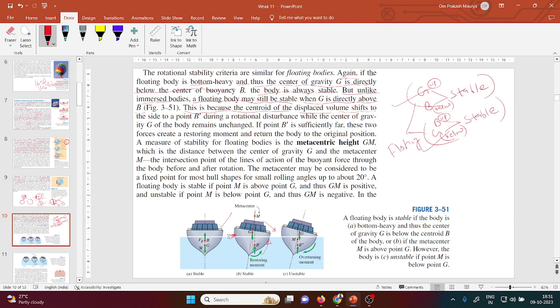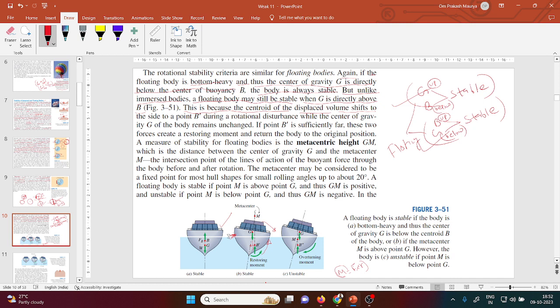Here it is written that sufficiently far means the line of action is like this. The moment is equal to what? Force into perpendicular distance. So if there is some distance between them, then the moment will be more, and if the moment is more, there is a chance to return to the original position. So this is written here.